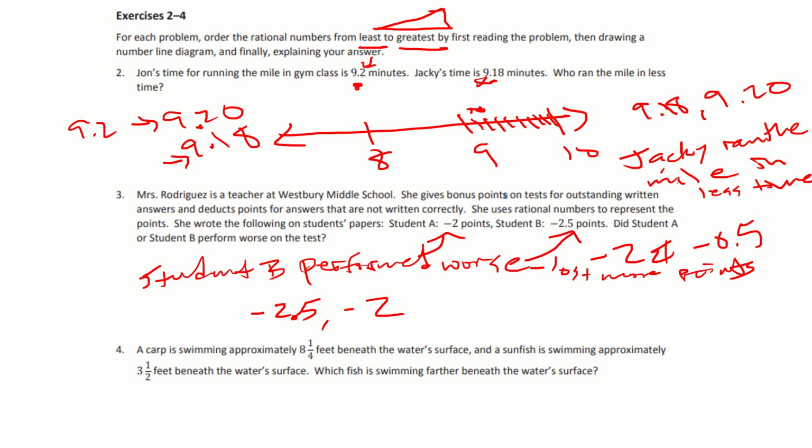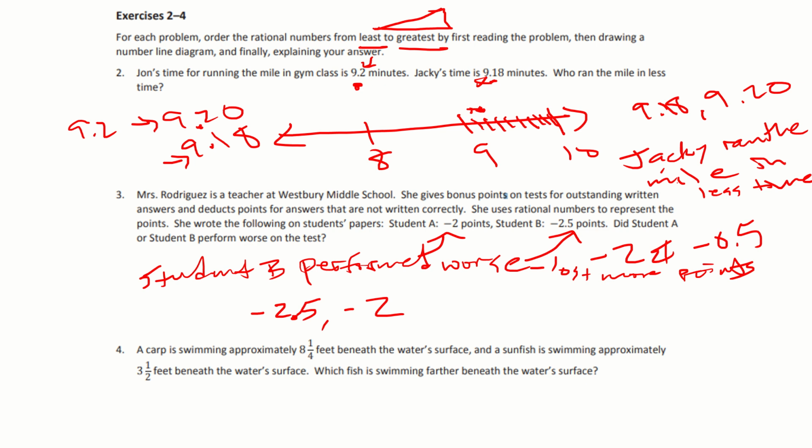Or she ran it faster. We always want to make sure we go back and reread the question to be able to answer the question correctly. 4 says a carp is swimming approximately 8 1/4 feet beneath the water's surface, and a sunfish is swimming approximately 3 1/2 feet beneath the water's surface. Which fish is swimming farther beneath the water's surface?